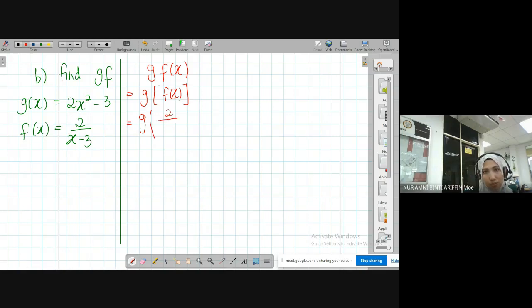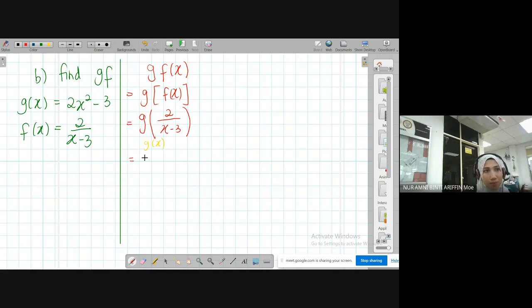So, this is g(x). Next step macam mana? Okay, g(x). What is the function of g(x) here? This is the function of g(x). So you have to put the value of 2 over x minus 3 in this function, which is in the g(x) function.